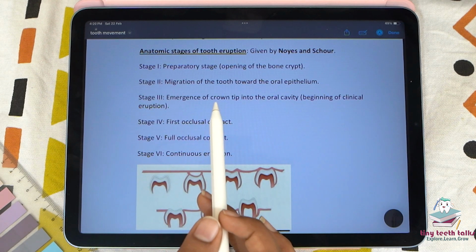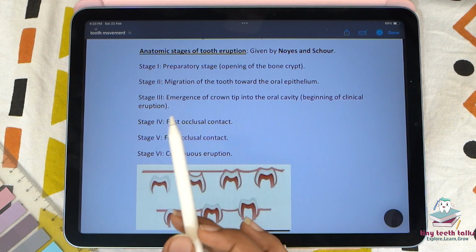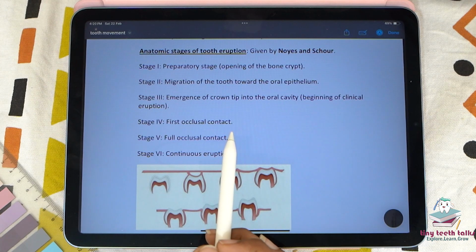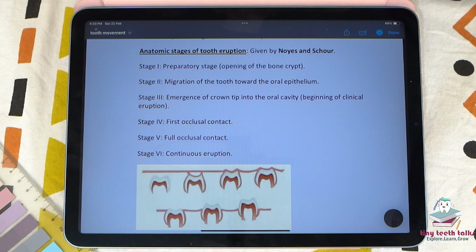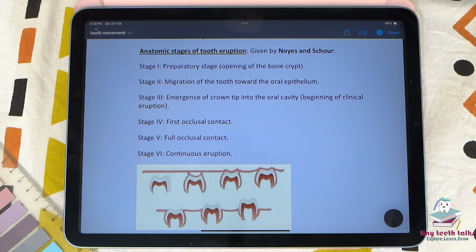Stage 3, emergence of the crown tip into the oral cavity because of the migration. Stage 4, first occlusal contact. The tooth makes its first contact with the opposing teeth in the dental arch. Stage 5 is full occlusal contact. The tooth continues to erupt until it reaches full occlusal contact with the opposing teeth, ensuring proper alignment and function. And stage 6, continuous eruption. Even after reaching occlusal contact, the tooth continues to erupt slightly to compensate for occlusal wear and ensure continued function.